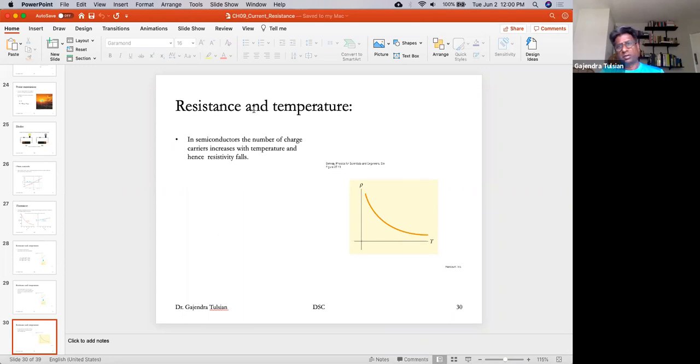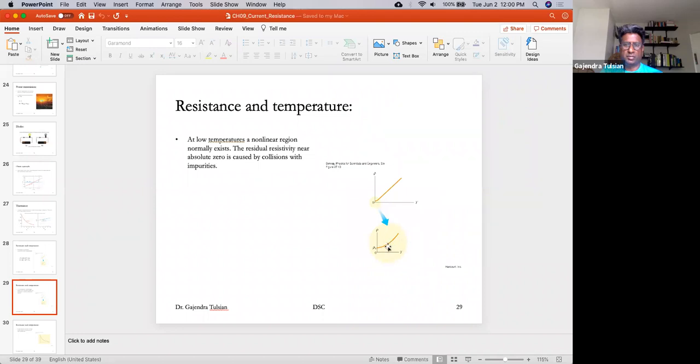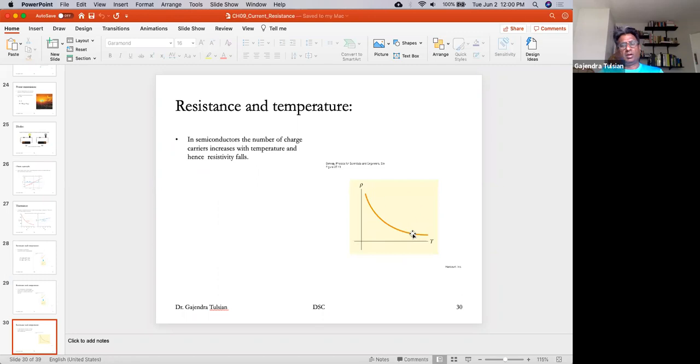All right, so here's what this is showing you for semiconductors. As you increase temperature, the resistivity decreases because with temperature increase, the number of charge carriers increases. So this behavior is opposite of the behavior in metals.